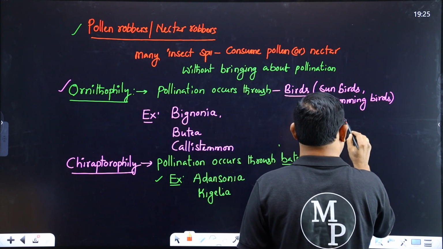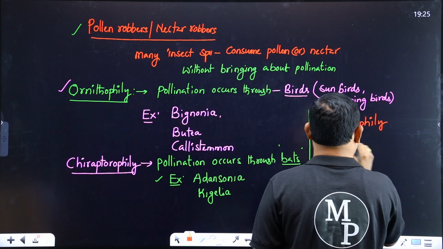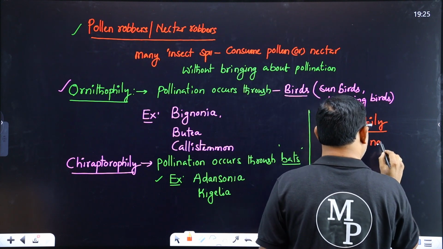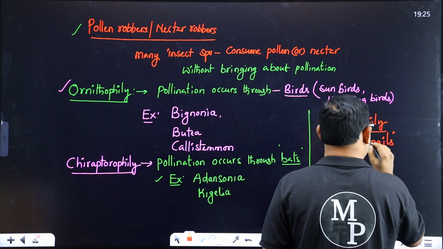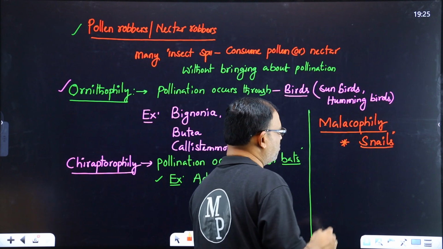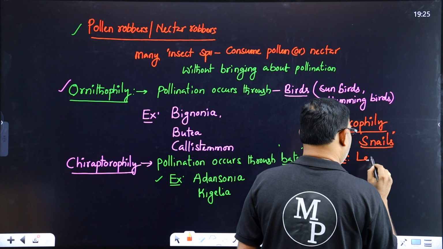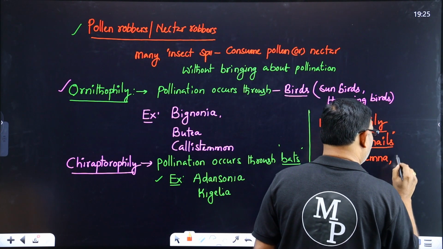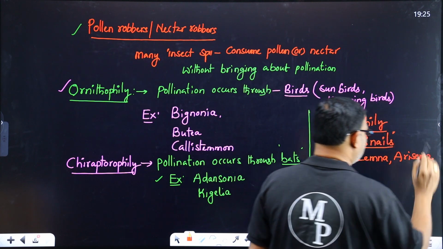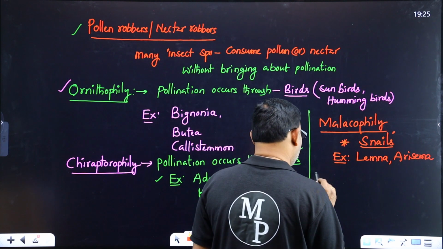Malacophily. Malacophily means pollination occurs through snails. The example is the Lemna plant, and one more, Arisema. Arisema is also involved. Yes, this is malacophily.